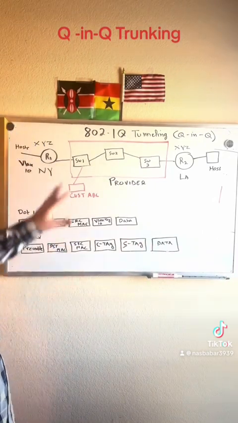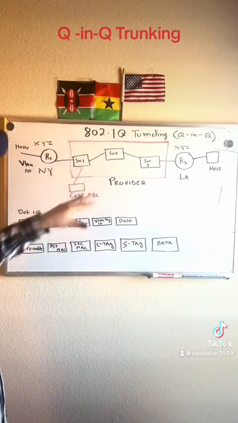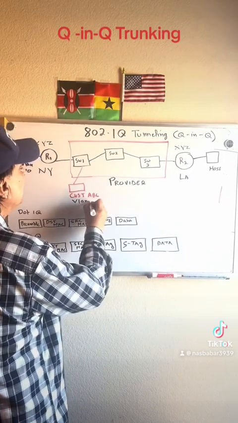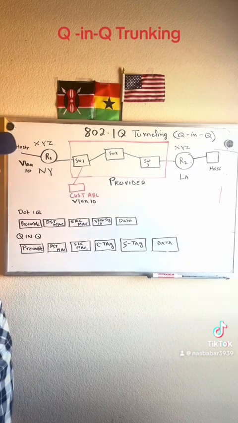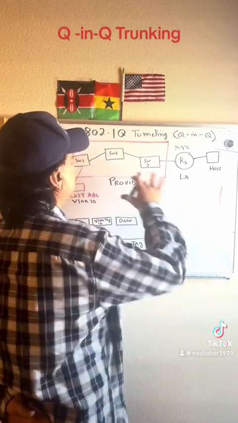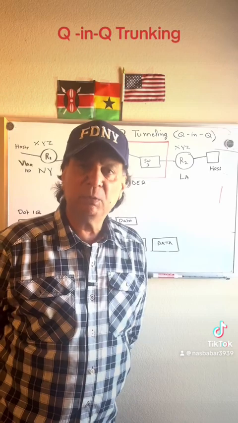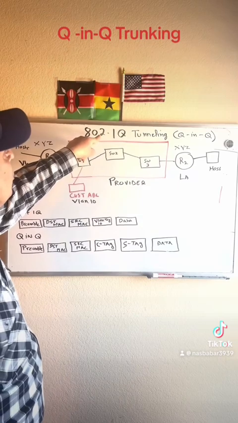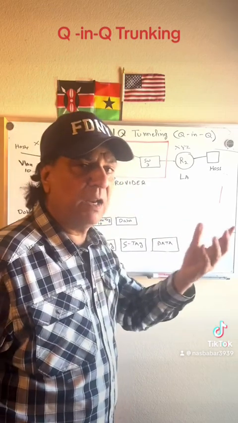Now let me ask you this. Since this is a provider, it has several other customers also connecting. Let's say this customer, ABC, is also using VLAN 10, and this customer, XYZ in New York, is also using VLAN 10. Both of them are going through the same provider and using the same VLAN. So won't that cause a conflict? Yes, it will. But there is a trunking protocol known as 802.1Q tunneling, which is Q-in-Q. That will help us with that.